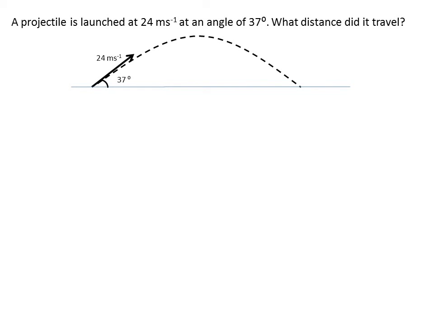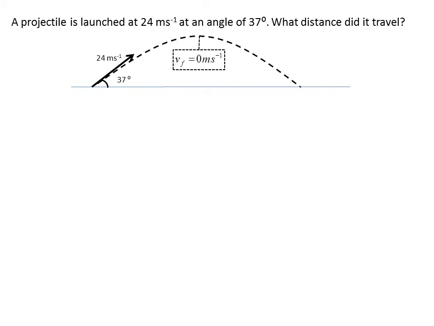Right, let's look at some projectile motion questions. So here we've got a projectile being launched. It's going to follow a parabolic curve all the way until it hits the ground again. What we want to know is the distance it's travelled, or what we call the range, the horizontal distance. Just a couple of points.